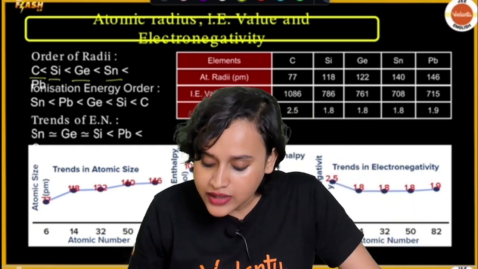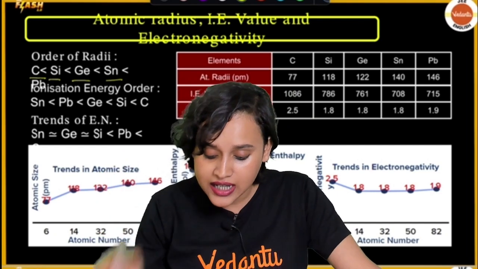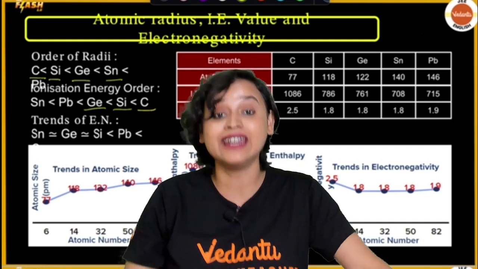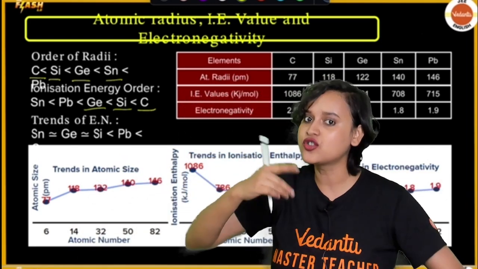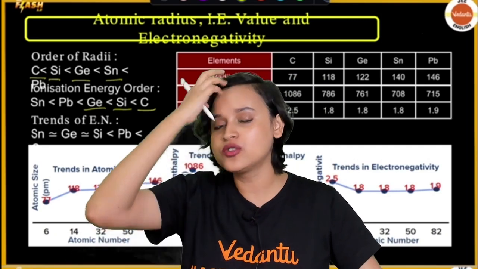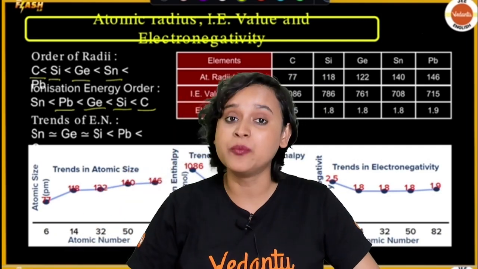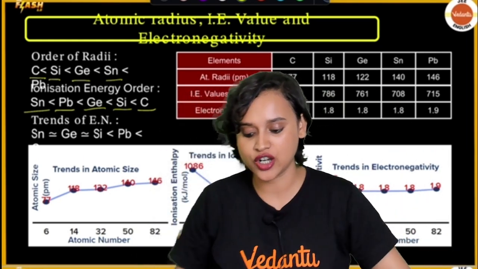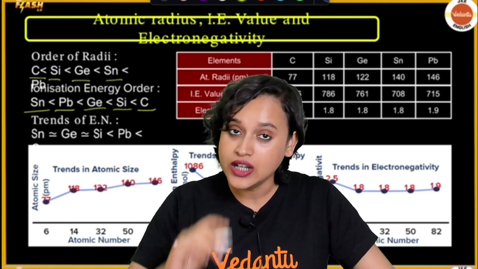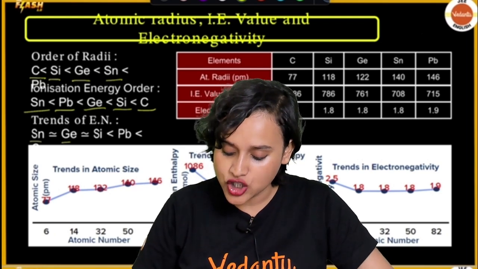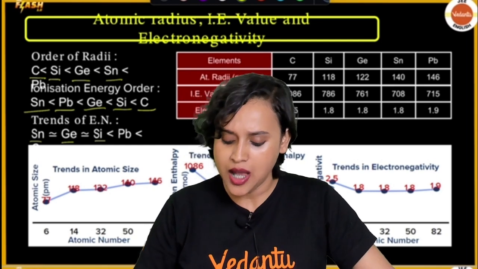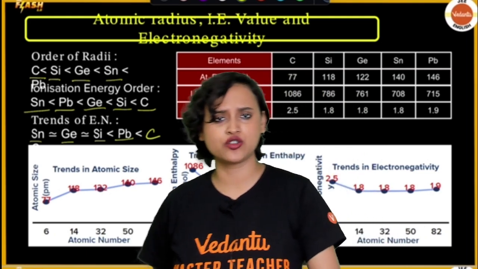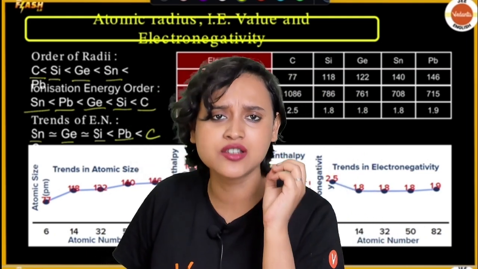Okay, then we come to ionization energy. Now, ionization energy: carbon has the highest, then silicon, then germanium, and then there is a switch. In case of lead and tin, you see a switch. You see that lead comes before tin. In this case, once again, because of the f orbital introduction, we see this. And in case of electronegativity, tin, germanium, silicon are almost similar, but lead and then carbon here will have the highest electronegativity once again. Why? Because carbon is of the smallest size.